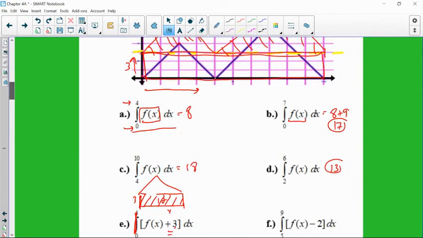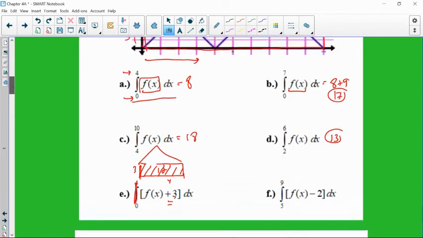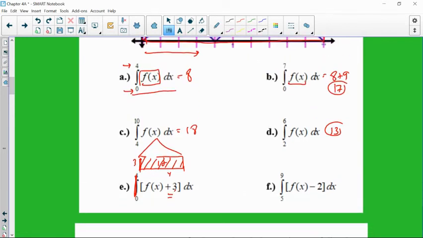And then from 0 to 4, notice that was our first triangle up here, which had an area of 8. So this is 8 plus 3 times 4, which is 12, and 8 plus 12 is 20.